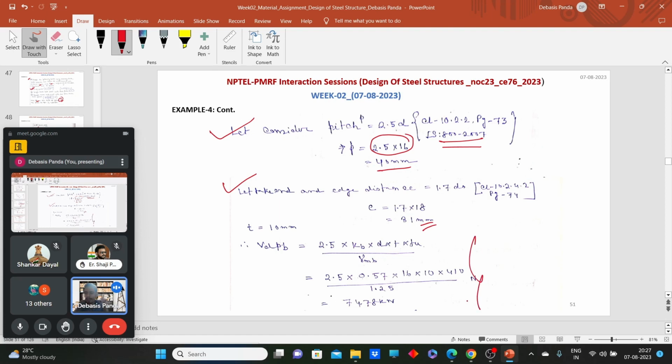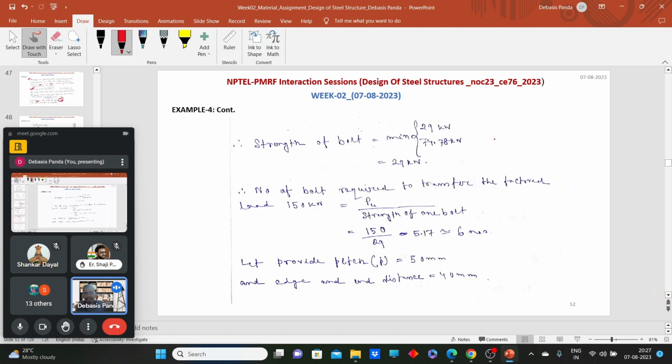So I have shear capacity of single bolt, and bearing capacity of single bolt. Now what will be the strength of single bolt? The strength of single bolt will be this. So how many bolts will we require? We need to transfer 150 kilonewton of load, and one bolt can carry 29 kilonewton of load. So how many bolts are required? 6 number of bolts. Okay, so 6 number of bolts. Let's say we will provide pitch 50 mm, edge and end 40 mm. So now we have all the data to make this joint.